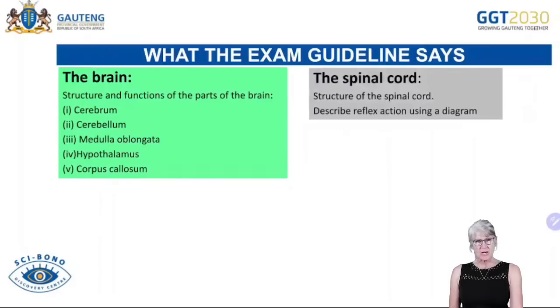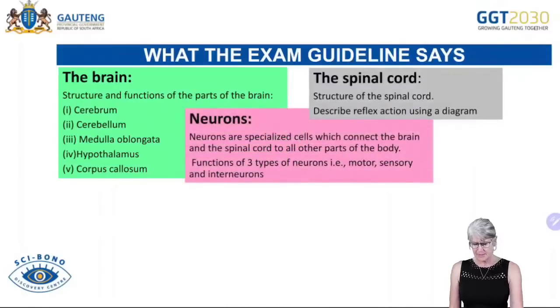So we have a look at the structure of the spinal cord. And then you must also be able to describe a reflex action, possibly using a diagram, or they might give you a diagram. Then the next part that you need to know is the neurons, and know that they are specialized nerve cells, and we look at them in the context of how they function. So there are 3 different neurons.